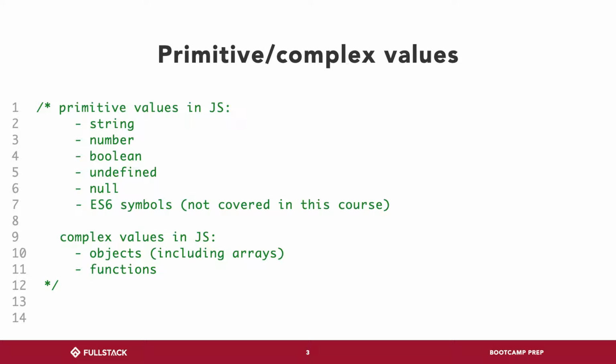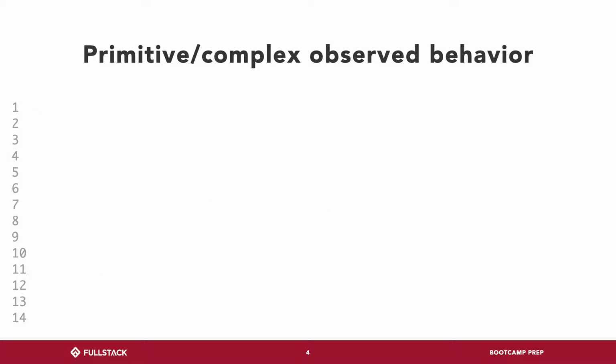Objects include arrays because arrays are actually objects. Okay? Remember, typeof array is object. Typeof null is object too. Let's not talk about that. So, primitive, complex, observed behavior.